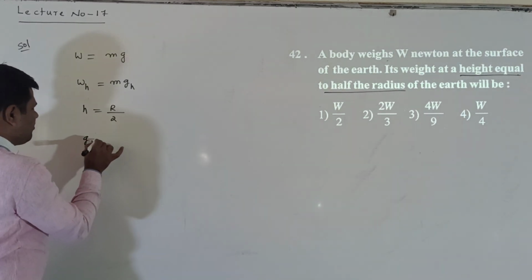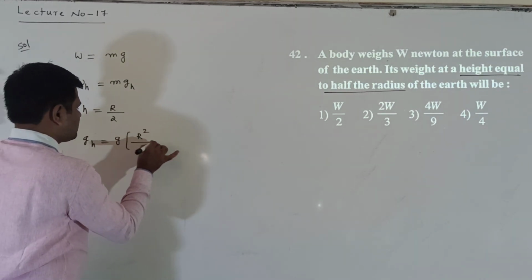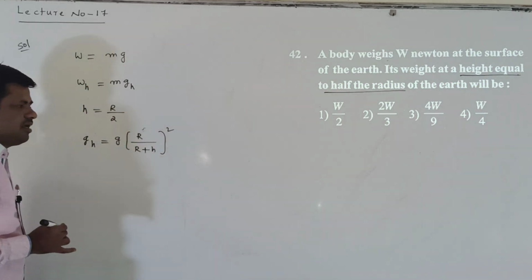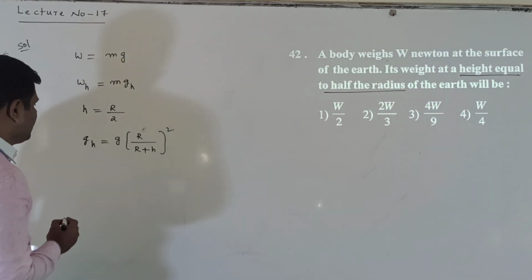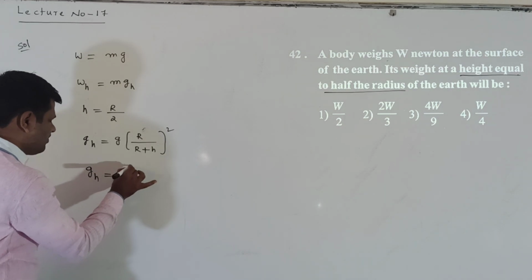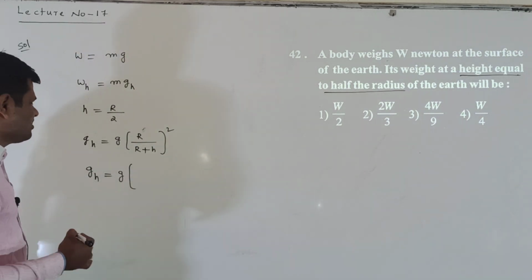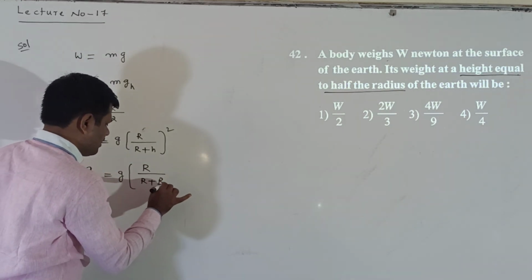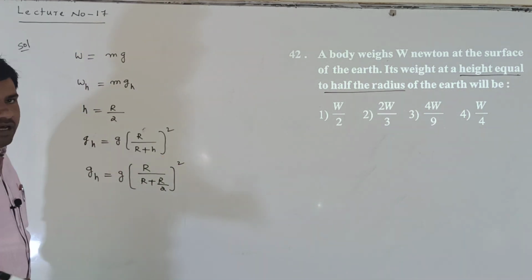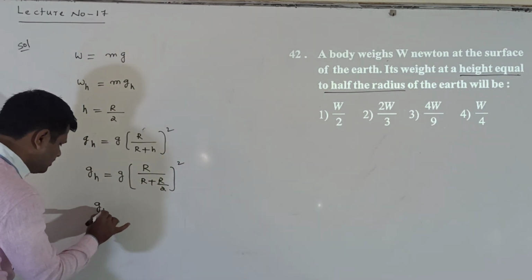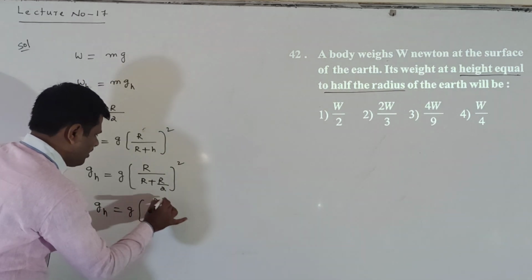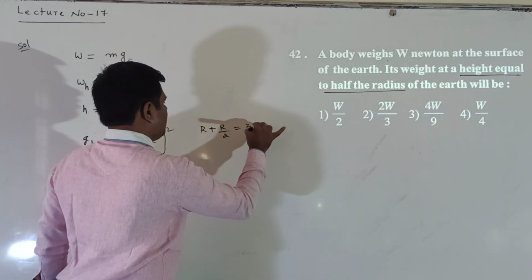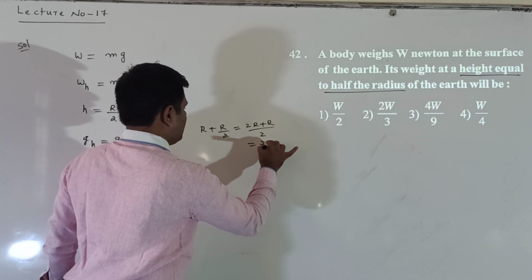So g_h is equal to g into R square by R plus h whole square. I am taking this directly as the formula. Now g_h is equal to g into, where on the surface of the earth the acceleration due to gravity is g, R by R plus R by 2 whole square, because h is equal to R by 2. So g_h is equal to g into R by R plus R by 2. R plus R by 2 is equal to 2R plus R by 2, which is 3R by 2.